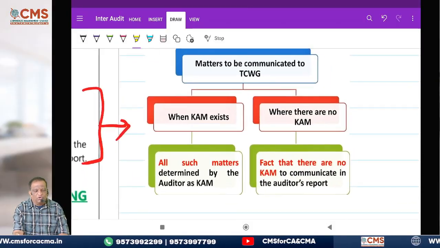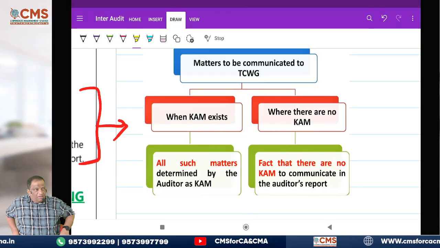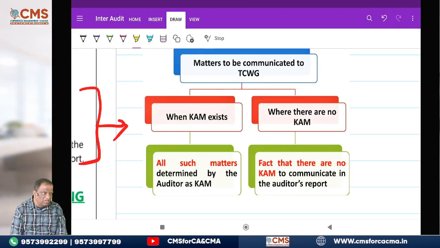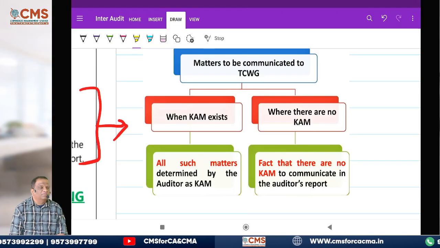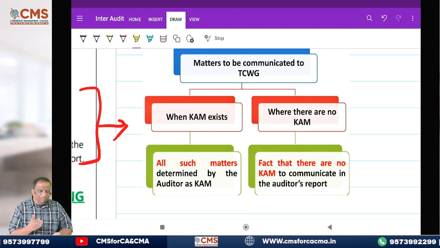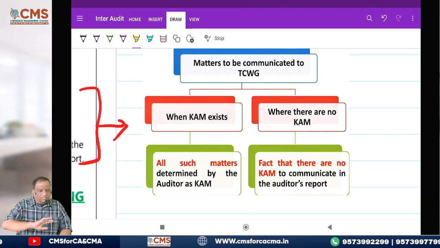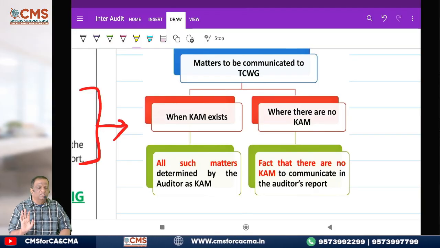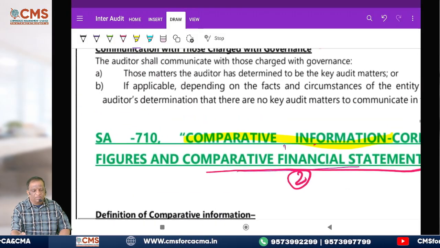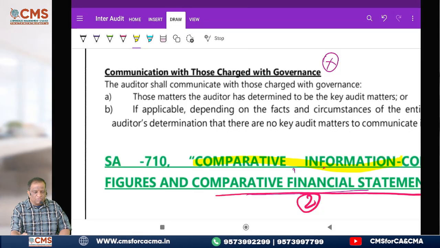Then the next point is, when an auditor has to communicate this KAM, and to whom. The auditor will have to communicate to those charged with governance, in both situations, whether there is a KAM or no KAM. If there is a KAM, he will include those matters. If there is no KAM, still he will have to say that there are no KAM. But mentioning is mandatory. So this is about the disclosures of these matters with those charged with governance. With that, our SA 701 comes to a close.